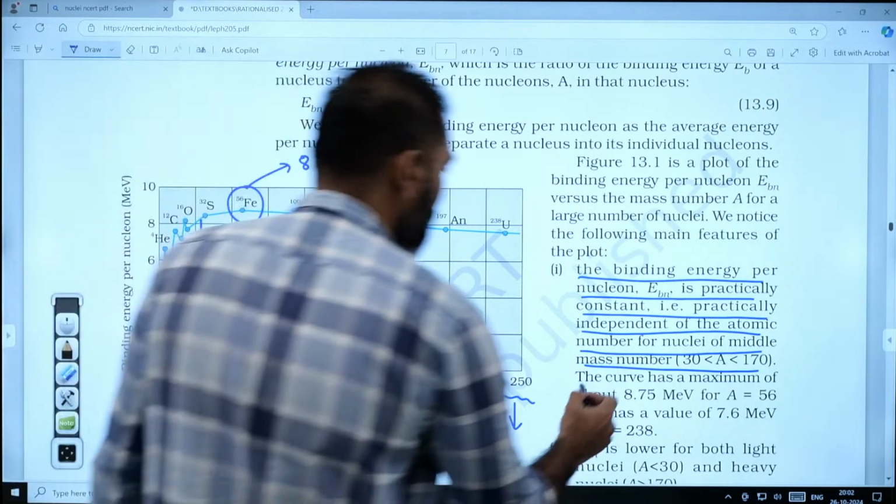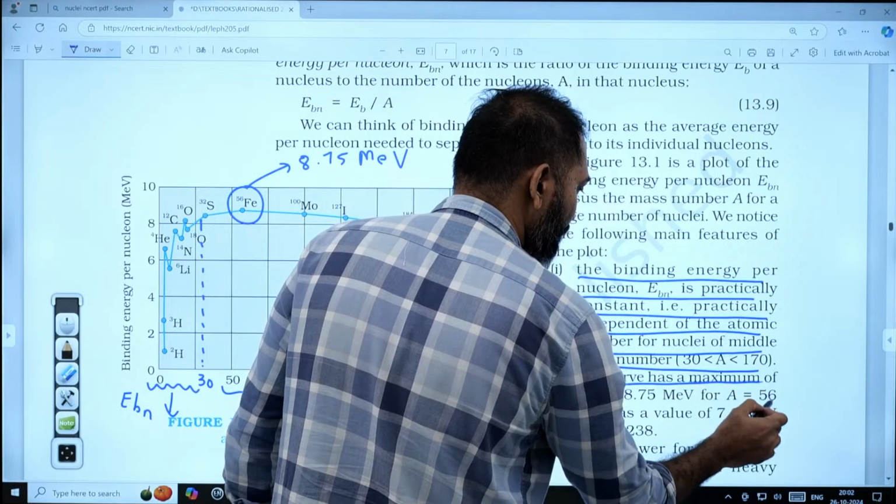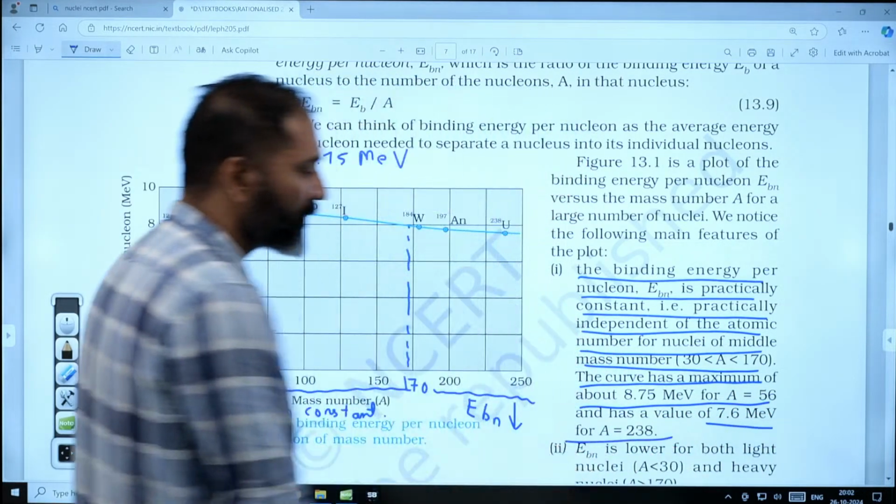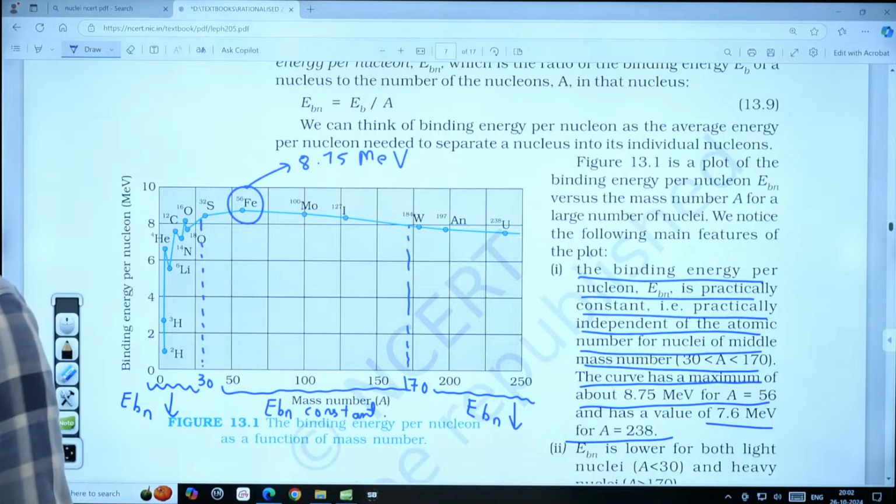The curve has a maximum of about 8.75 MeV for mass number 56, and 7.6 MeV for mass number 238. Note it. See, this graph is the most important point about this chapter. This is very important, and not only the graph and the points, but what we understand from the graph, or what we infer from the graph.